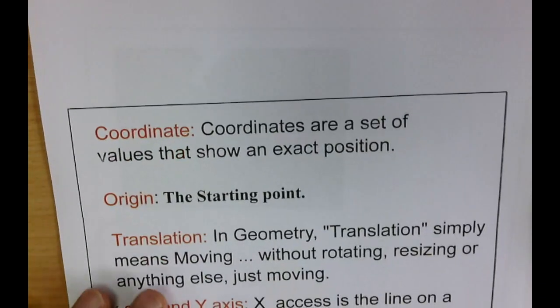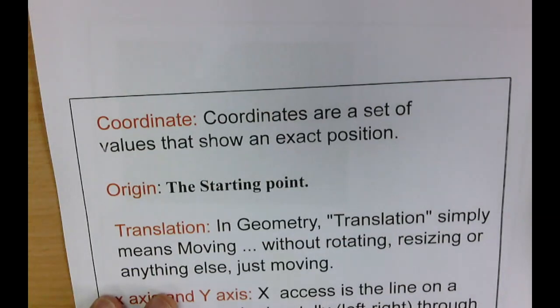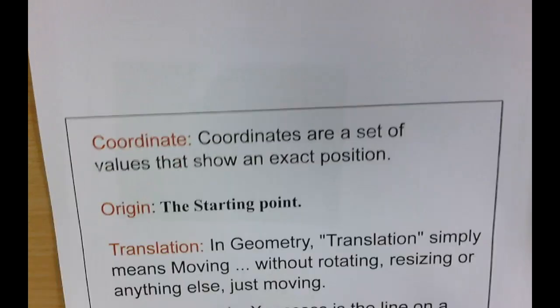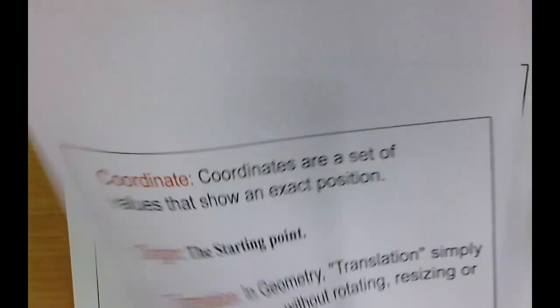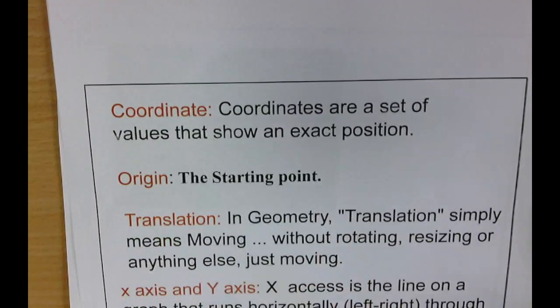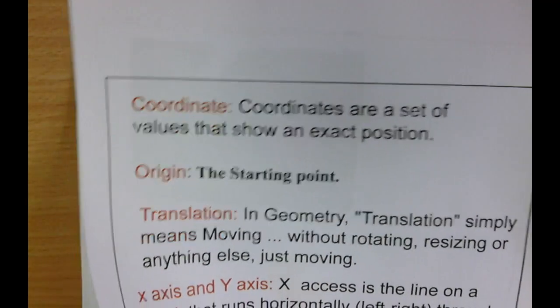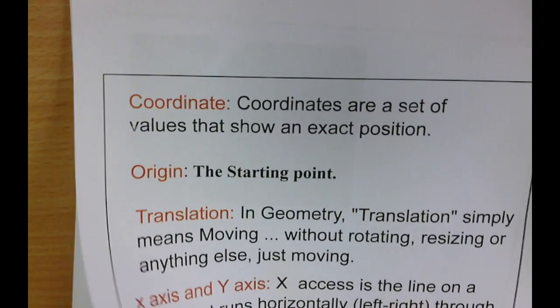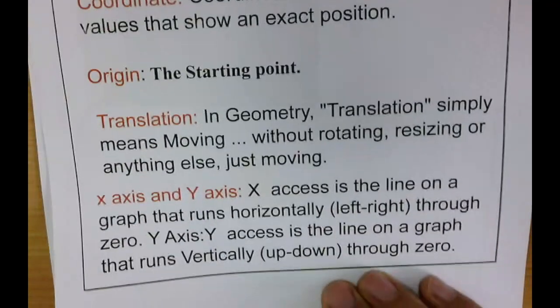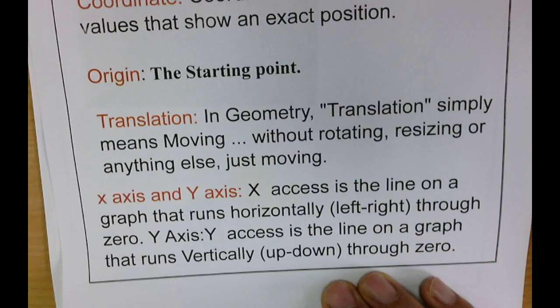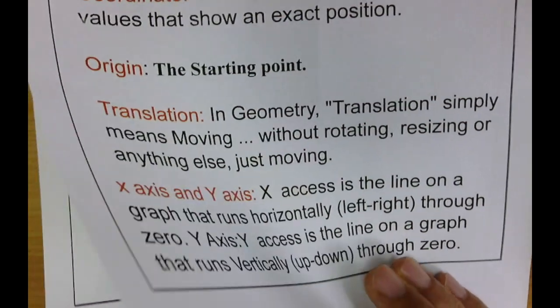The first vocabulary is going to be coordinates, which are a set of values that show an exact position. An origin is the starting point. Translation means moving in geometry. We're not rotating, resizing, or anything else, just moving. And the x-axis is the line that goes through the graph horizontally, and the y-axis is the line on the graph that goes vertically, up and down.